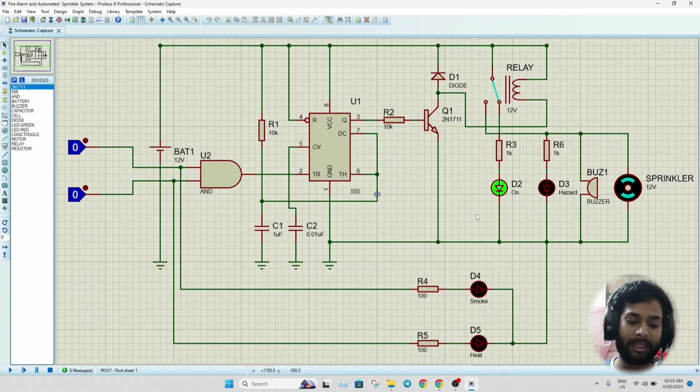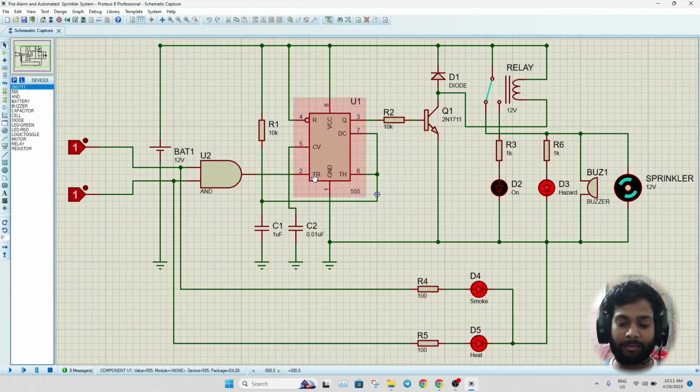Whenever the sensor detects heat and smoke at the same time, like this, it gives a high input to the trigger, which turns the timer on, giving a high value at the output, which turns the transistor into a closed circuit. Then the current from the battery flows through the relay, switching the path of the circuit to the red LED, buzzer, and sprinkler, turning them on.